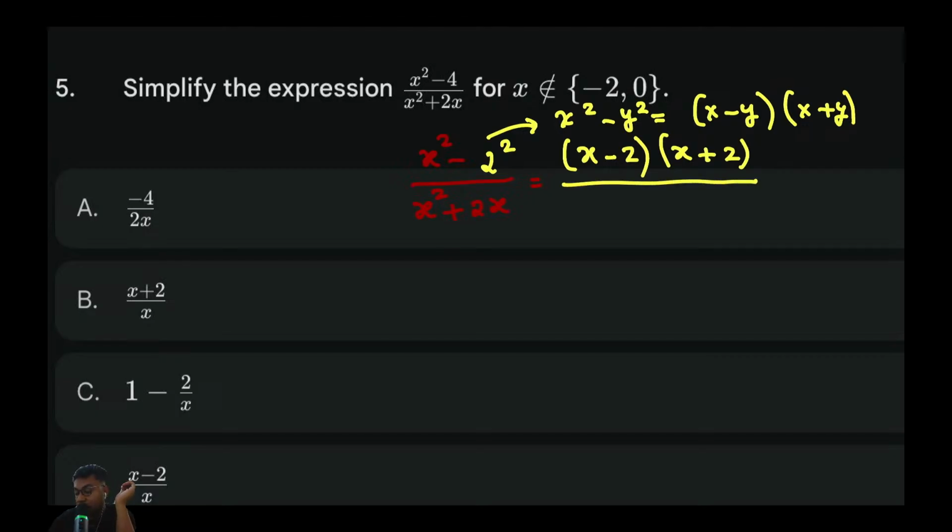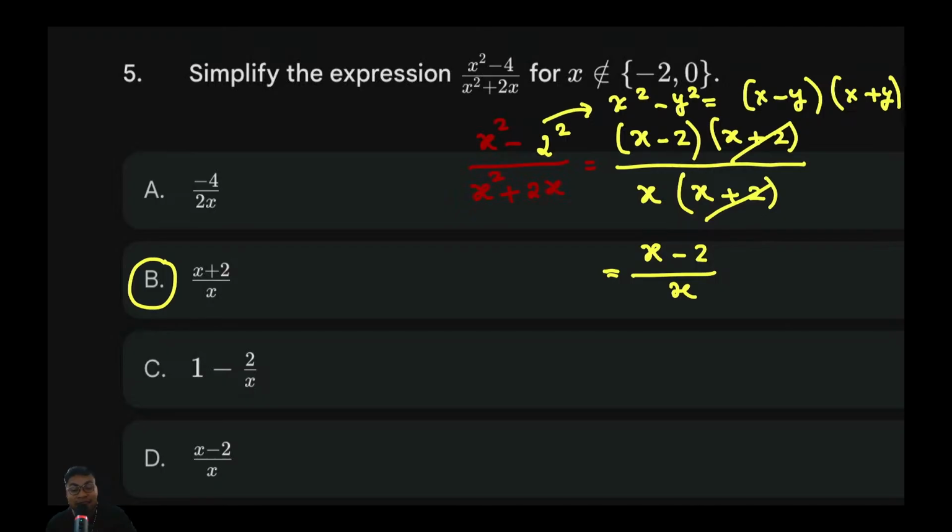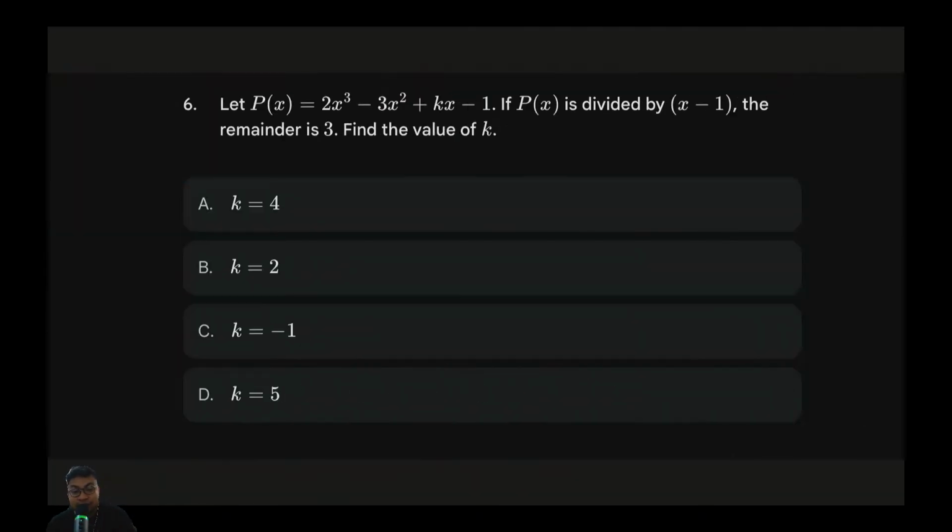And at the bottom, we can take x as the common factor, and then it's going to be x plus 2. Okay? Here can be simplified. So the answer is x minus 2 over x. So it's going to be B. Okay? Thank you for watching. And for the next question, we're going to go to number 6.